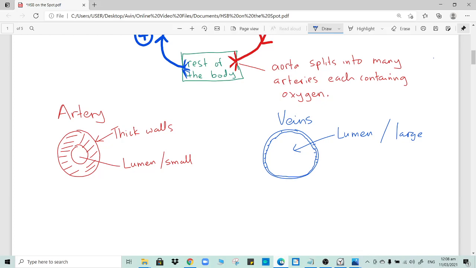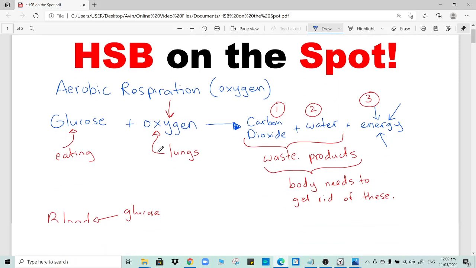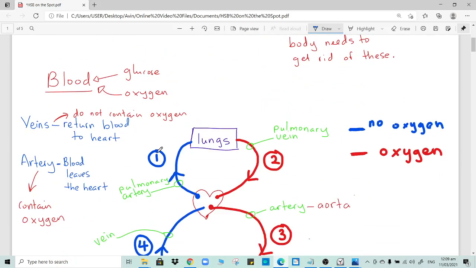Alright, so just to recap, we started off with respiration. Respiration needs two things to perform the process: glucose and oxygen. And when they combine, they get carbon dioxide, water, and energy. So the question was, how did the oxygen actually reach the mitochondria where respiration takes place? And that is how we came to the circulatory system.